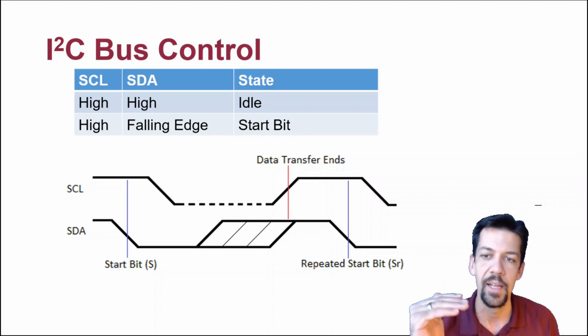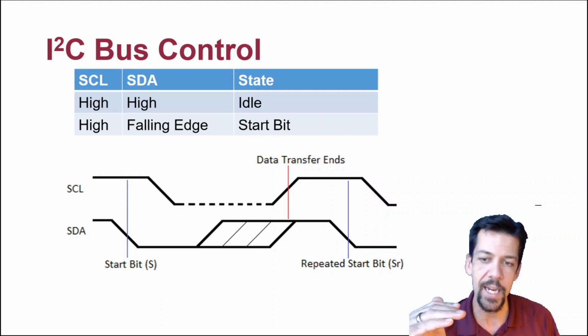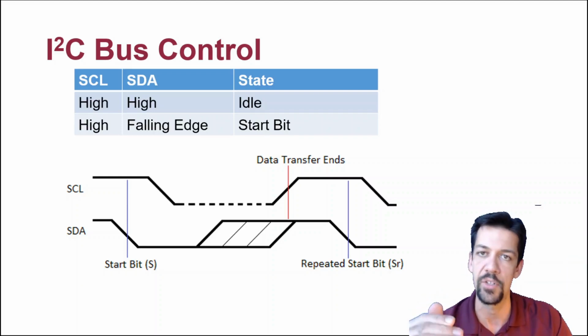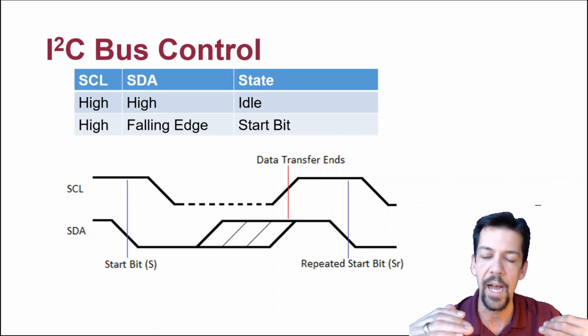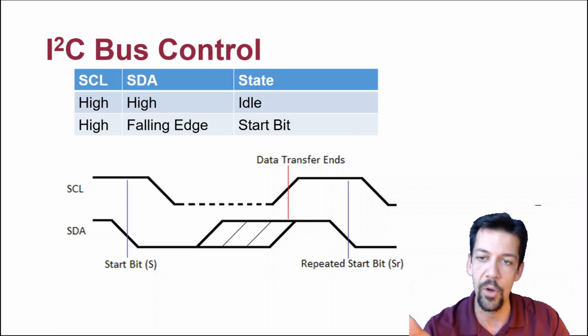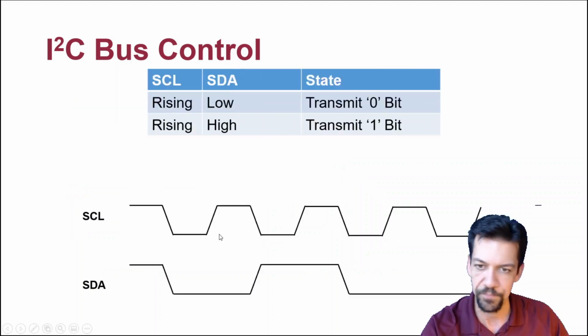When SCL stays high and we have a falling edge on the SDA line, that's what we call a start bit. So the very first falling edge is our start signal, and then we hold that low for a time, and then we can bring the SCL low, and then we can start transmitting data. Notice here that the low doesn't really mean anything. We just hold it low for a certain amount of time. The first rising edge is where we will latch in the first bit of data.